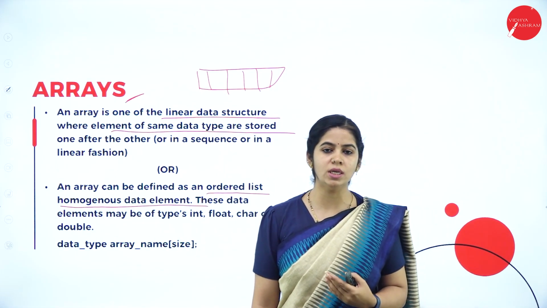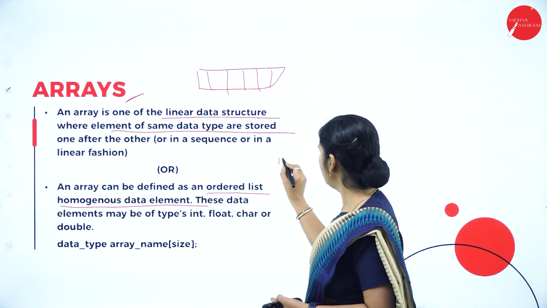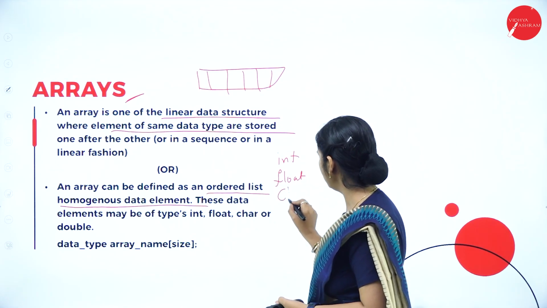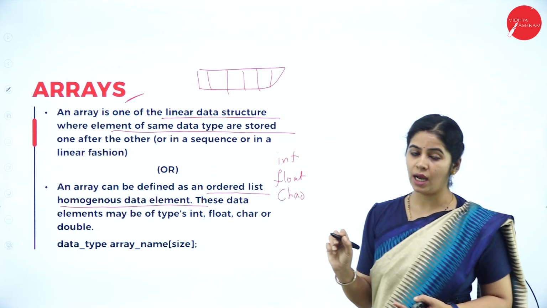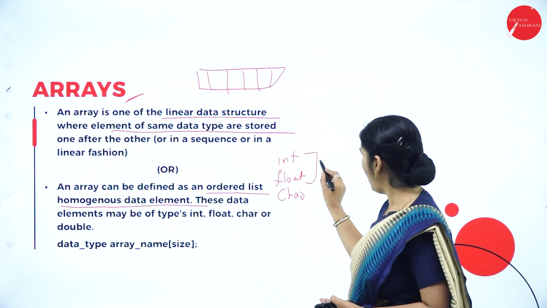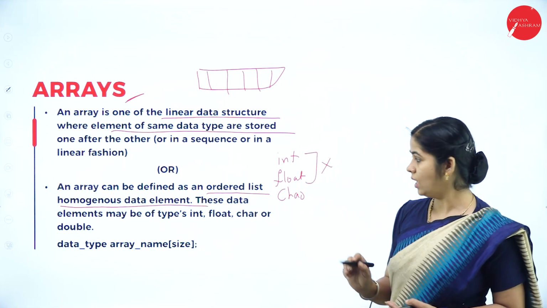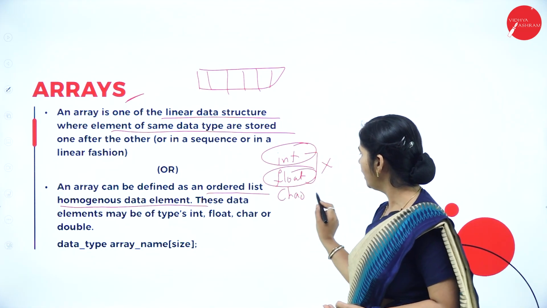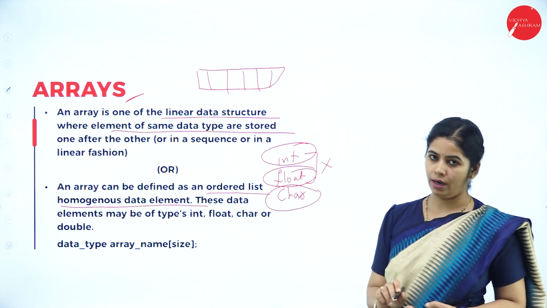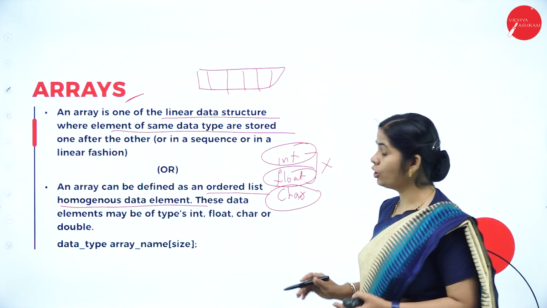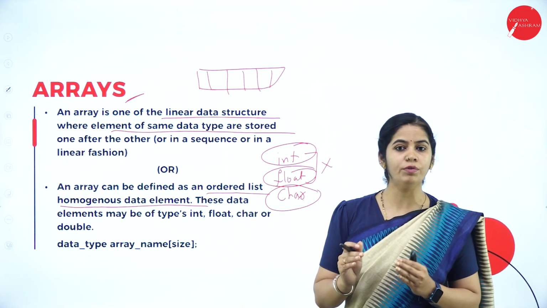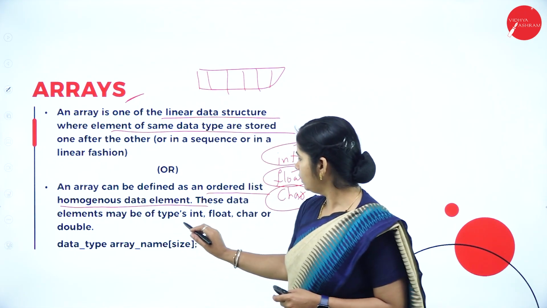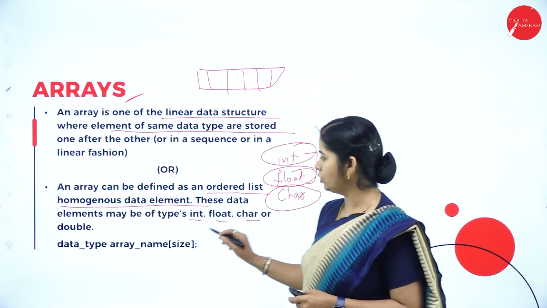What do you mean by homogeneous data elements? As we have primitive data types int, float and characters, if I want to create an array, it cannot have a combination of these data types. It can have only an integer array, only a floating point array, or only a character array. That is called a collection of homogeneous, similar type of data. These data elements may be of types like integer, float, character or double.